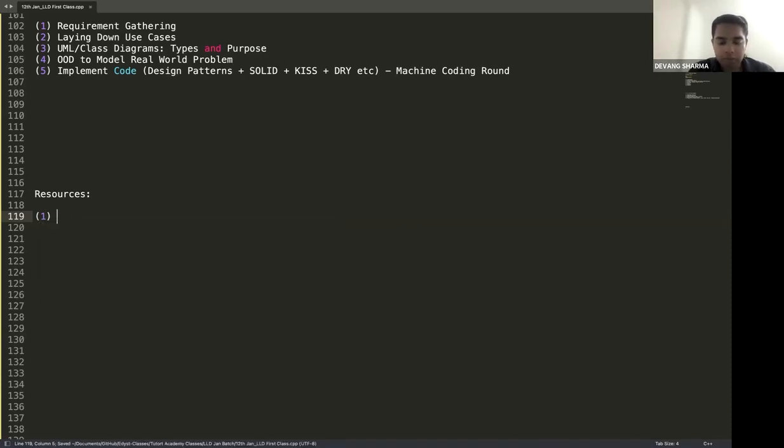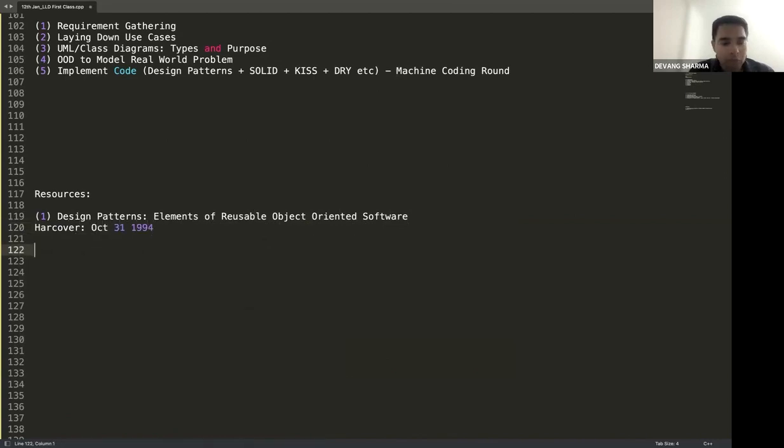Okay. The first really good book is Design Patterns: Elements of Reusable Object-Oriented Software. Hardcover. This was published back on October 31st, 1994. This is a really good book if you want to understand design patterns. This is the best book.